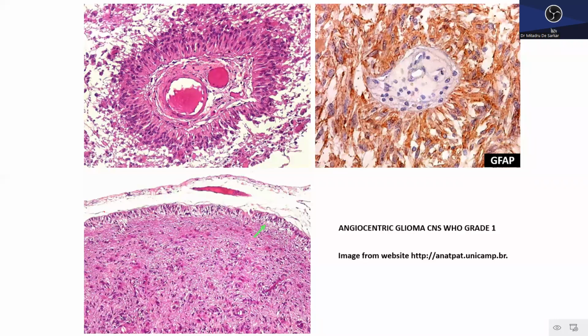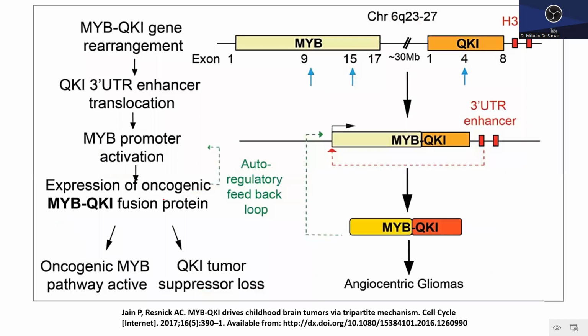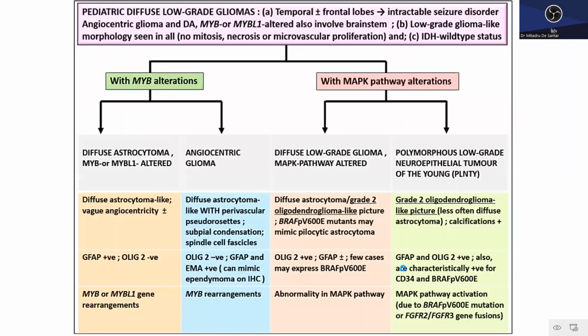And at the same time, like in the third picture, you have the pia mater, and then just below that you have a clustering of these tumor cells in a perpendicular fashion. So you have got subpial clustering, which can be seen in these cases sometimes. And this is a grade 1 tumor, which is characteristically associated with MYB-QKI gene fusion. And this particular fusion results in activation of the oncogenic MYB pathway and loss of the QKI tumor suppressor pathway, resulting in angiocentric glioma generation. So these are the various kinds of pediatric diffuse low-grade gliomas.